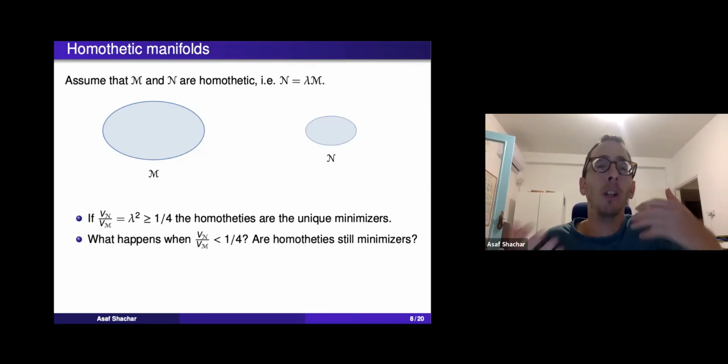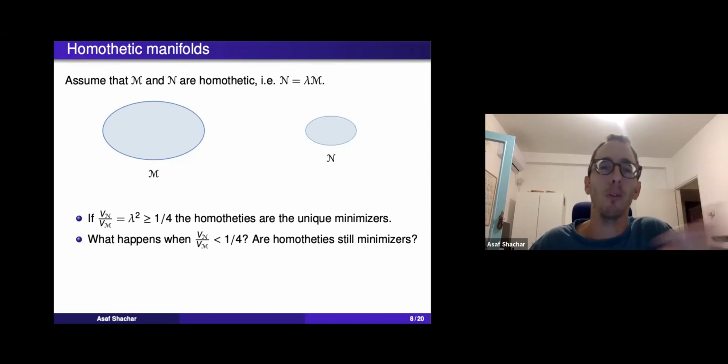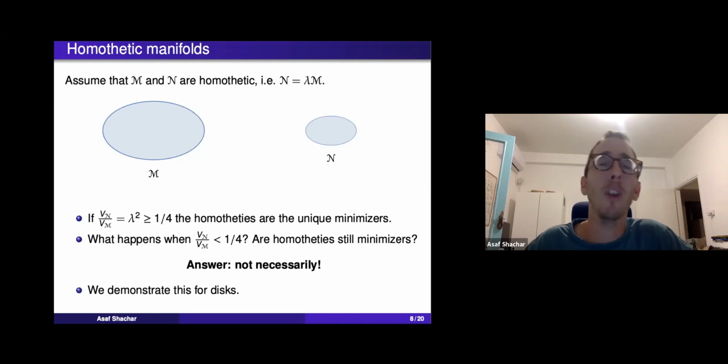And the interesting question, of course, is what happens when the ratio of areas is less than a quarter. Are homotheties still minimizers? Do they remain minimizers? I wrote that the answer is not necessarily, but in fact it turns out that there's a stronger statement which is true. If you want minimizers of Lipschitz regularity, then the homotheties are never minimizers.